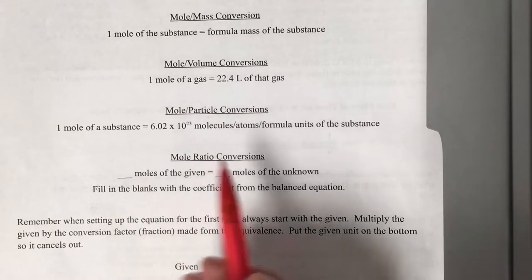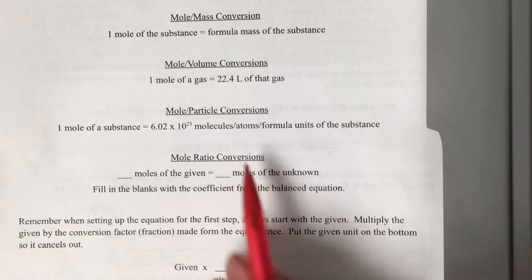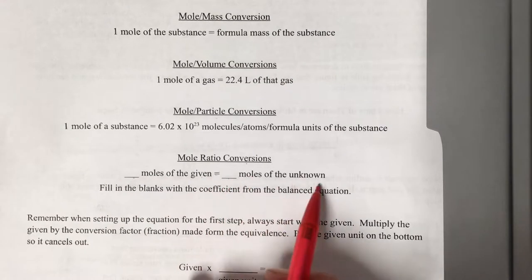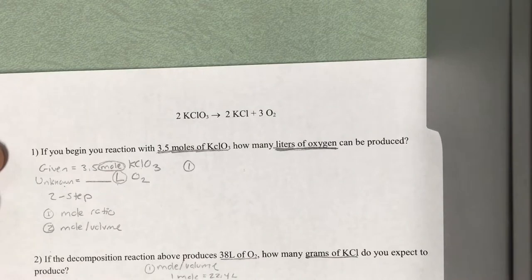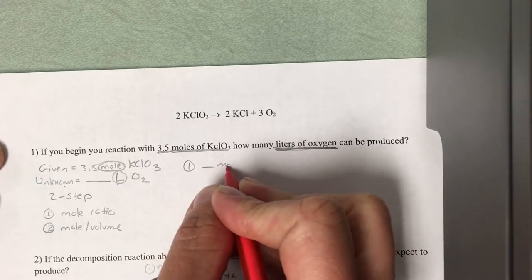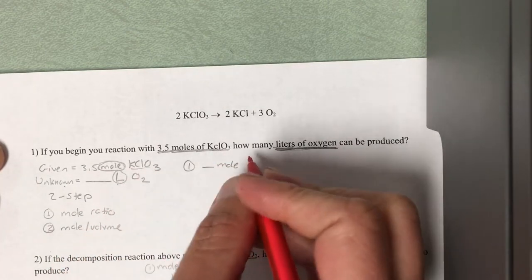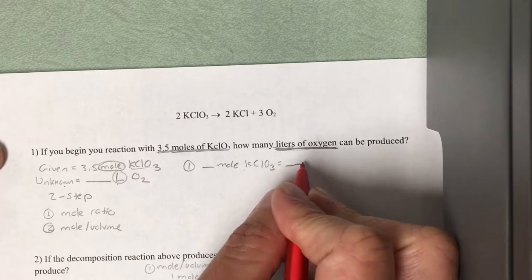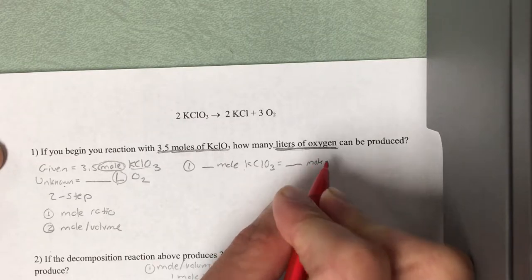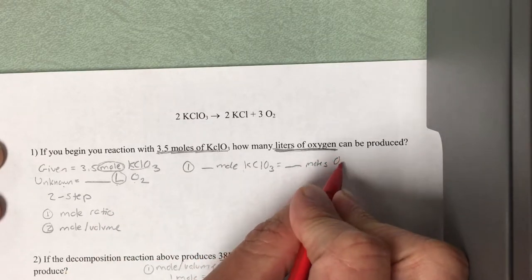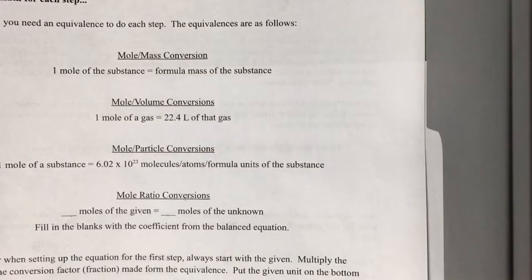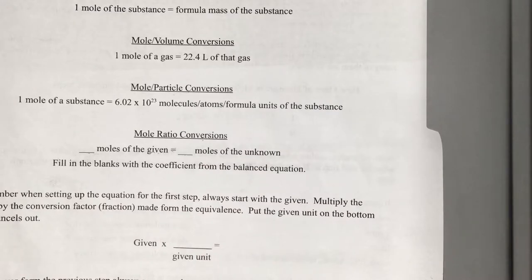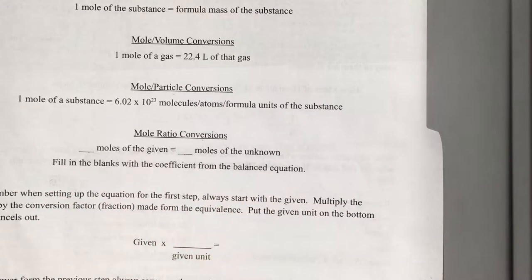In a mole ratio conversion, the equivalence is blank moles of the given equals blank moles of the unknown. The given is KClO3, and the unknown is O2. Fill in the blanks with the coefficients from the balanced equation.